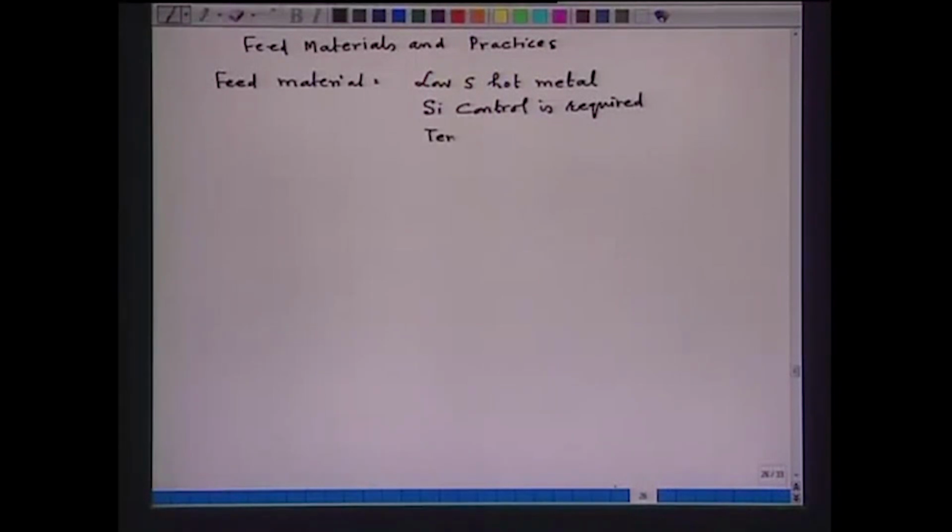Temperature is approximately 1250 to 1300 degrees Celsius. Then the feed material also includes steel scrap and ore. Around 20 to 25% of hot metal is charged as scrap. Now, one of the important requirements in the case of scrap is the tramp elements.